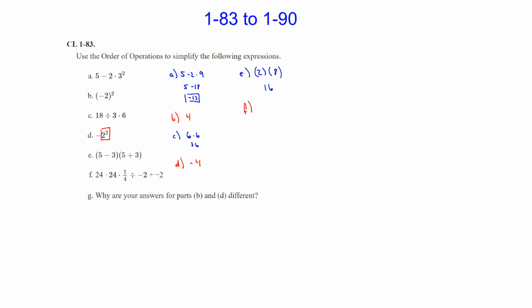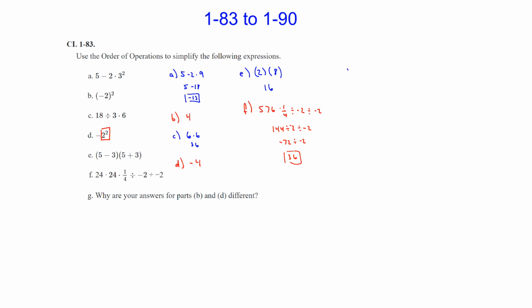F, I'm going to go in order because it is all multiplication straight across, so 24 times 24 is 576. Then we are going to multiply that by 1/4, and then continue to work our way across. So 576 times 1/4 would be 144. We'll then take that and divide by negative 2, and then divide by negative 2 again. So 144 divided by 2 is 72, so it's negative 72. Divided by negative 2, and that would be 36.